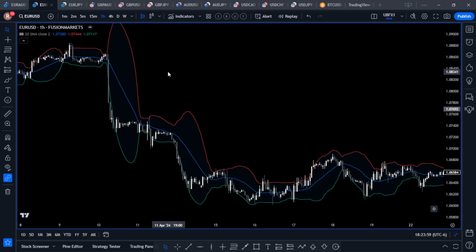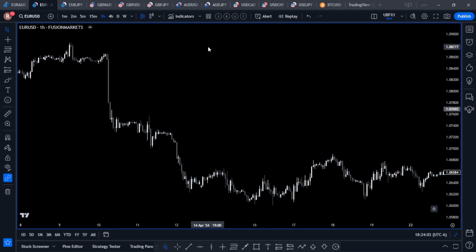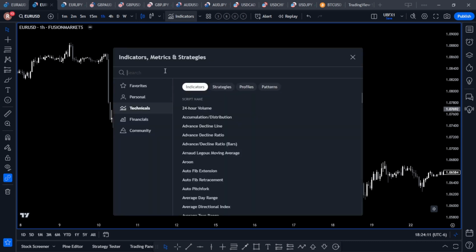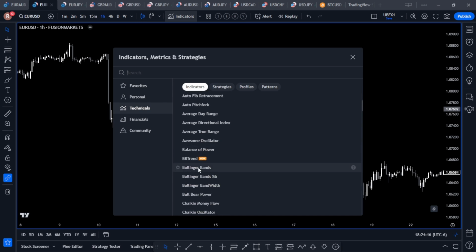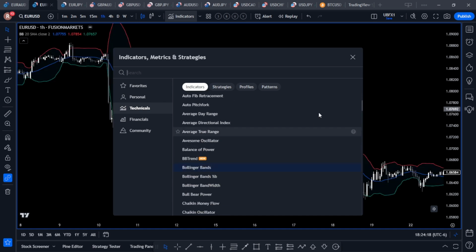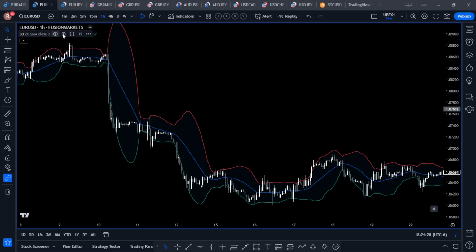Now this is a TradingView Bollinger Band, so let's just get rid of that, and I will put that on using the indicators that TradingView provides for us. Under technicals, we don't even have to type it in. We can just scroll down. It's right close to the top. So we've got Bollinger Bands. I'll click this, it'll get on the chart, and we'll take a look at the settings.